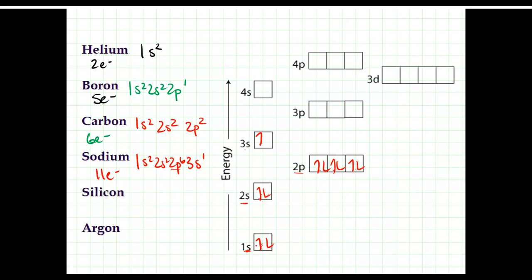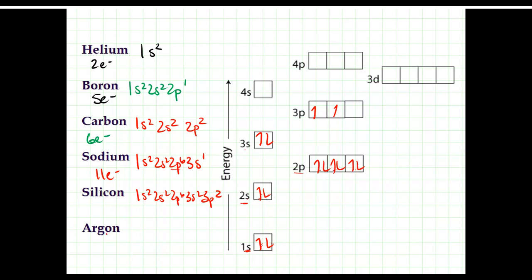Silicon has 14 electrons, and so its electron configuration is going to be 1s2, 2s2, 2p6, 3s2, 3p2.